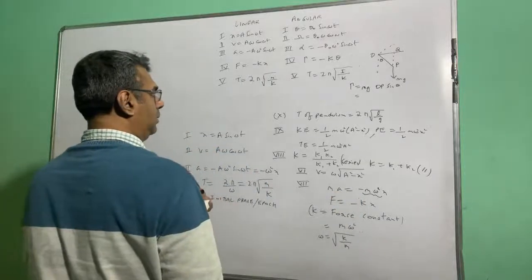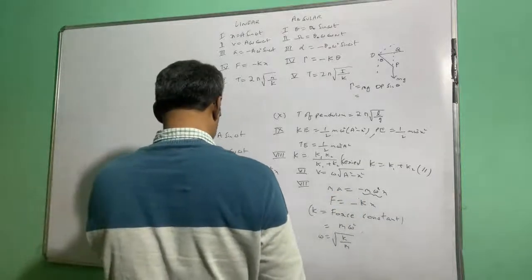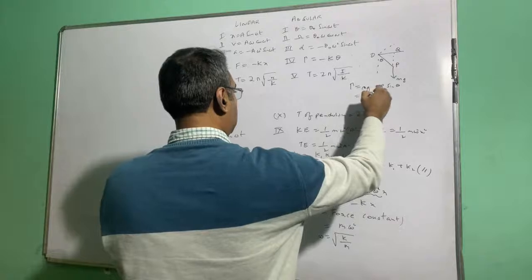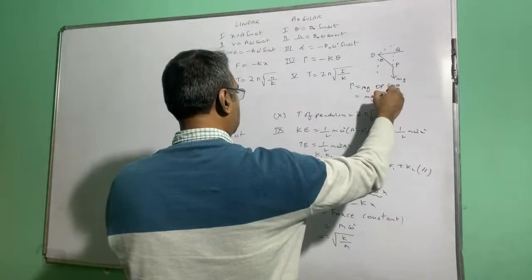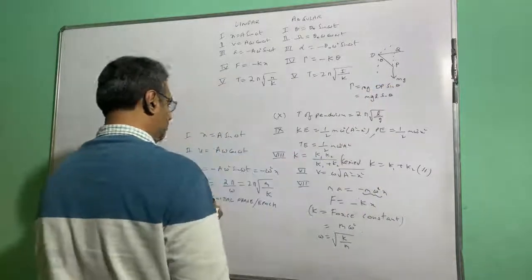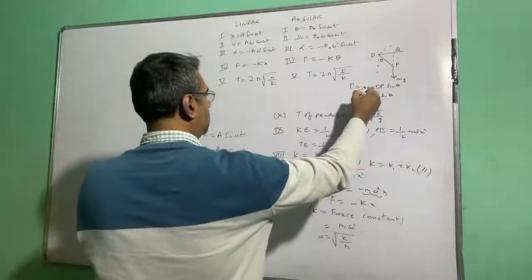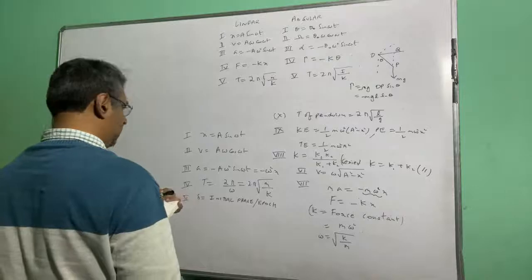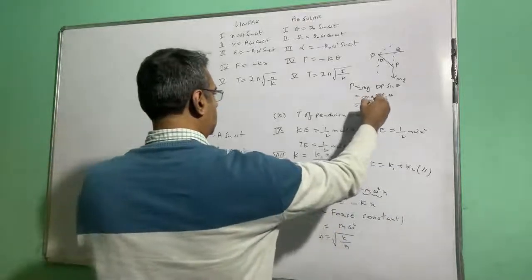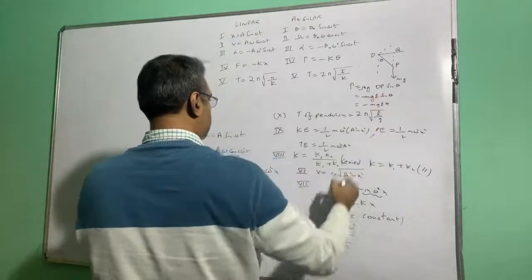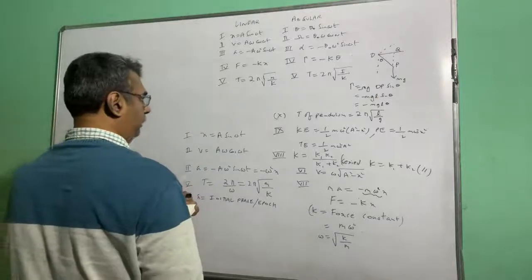So torque is mg into OP sin theta. OP is L, so torque is mg into L sin theta. And by the way, this is a restoring torque. So minus mgl sin theta, so minus mgl into theta.